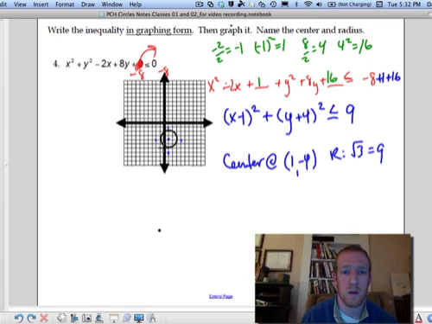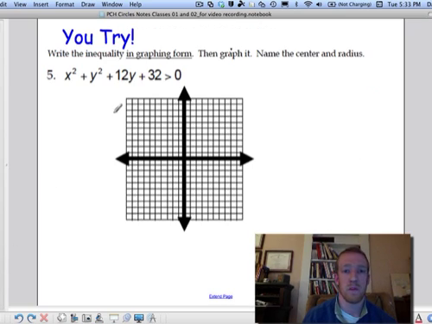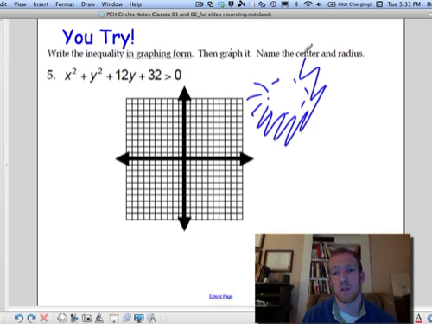And since it's a less than or equal to, it means we actually include the circle and everything inside it. So it would technically be a disk. So that's everything included inside it. There it is. This one's a greater than, so it's not an equal to, it's just a greater than. So it's going to be a dotted circle and include everything outside of it, because everything is greater than that.